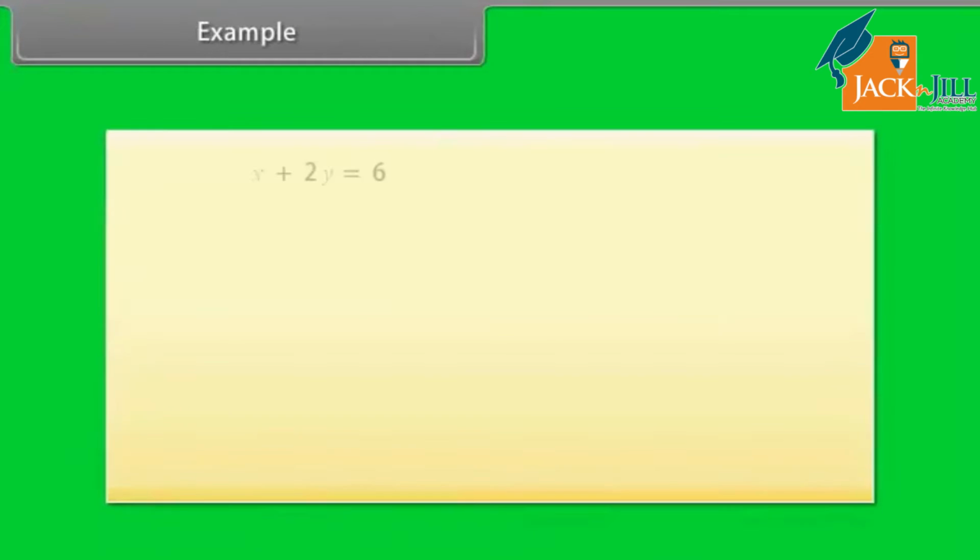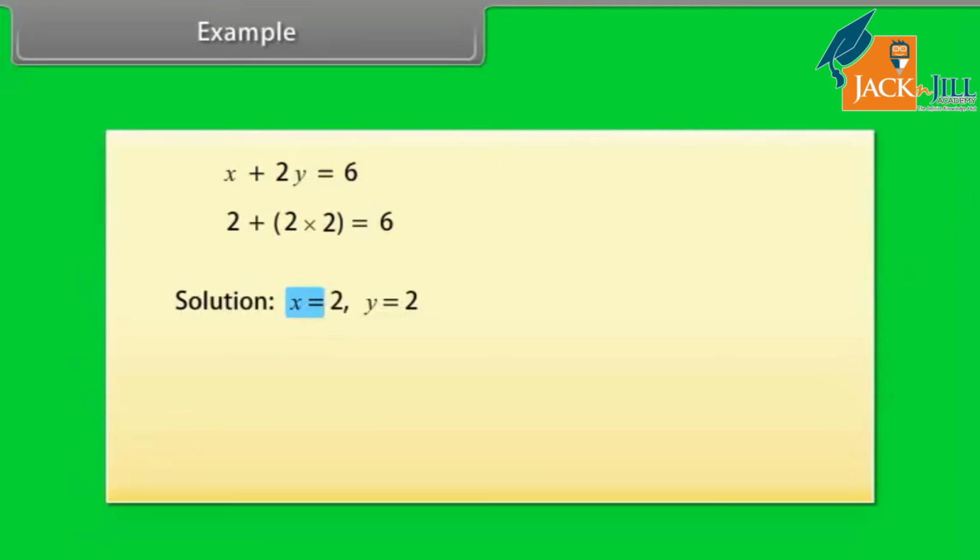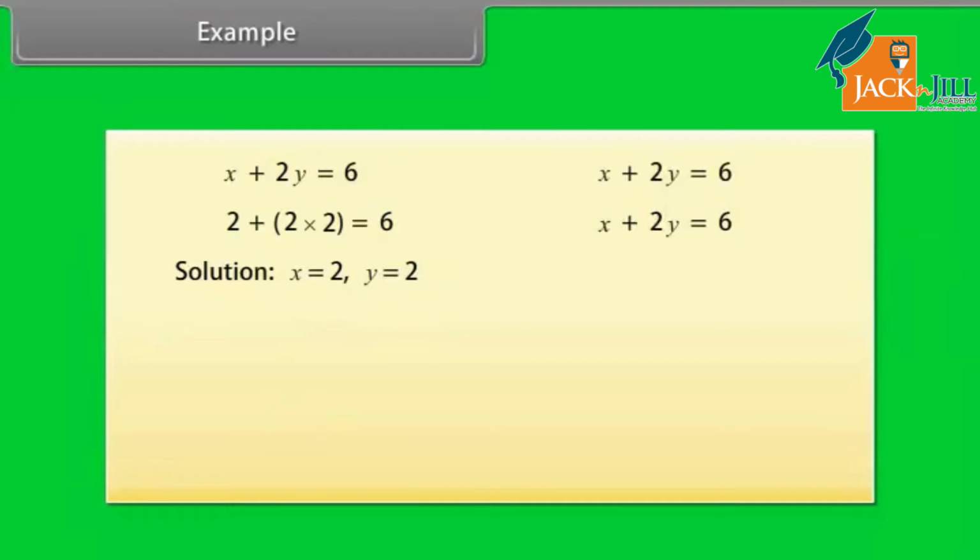Example. Let's now find 4 different solutions for this equation. By looking at the equation, we can say that x is equal to 2, y is equal to 2 is a solution because on substituting x as 2 and y as 2, we get the answer 6. Now let us choose x as 0. With this value of x, the given equation reduces to 2y equals 6. And substituting y as 3, we get the answer 6. So, x is 0, y is 3 is also a solution for x plus 2y equals 6.